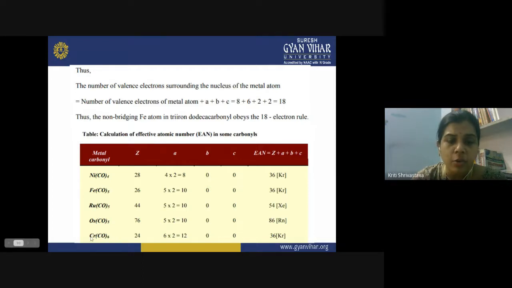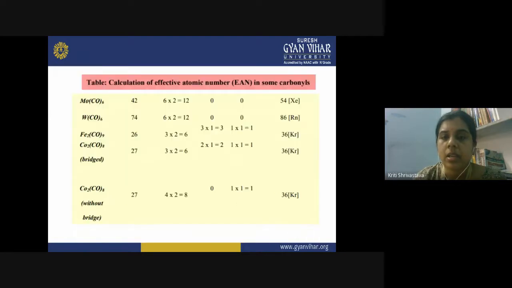Then we have Cr(CO)6, and the atomic number is 24. The 6 carbonyls are all in the terminal mode, so they are donating a total of 12 electrons. When you add them, 24 plus 12, the rest is 0. So you get a total of 36, equal to the atomic number of krypton. Some other examples are also given here.